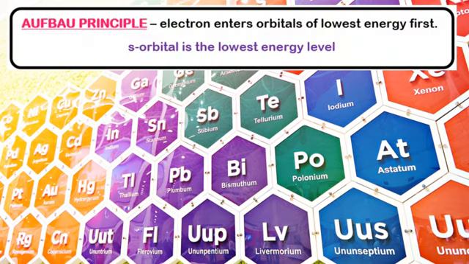First in line is the Aufbau principle, which states that electrons enter orbitals of lowest energy level first. We have s, p, d, f orbitals, four types, and the lowest of all is the s orbital, having 2 electrons. As you remember, s has 2, p has 6, d is equal to 10 electrons, and f a maximum of 14.